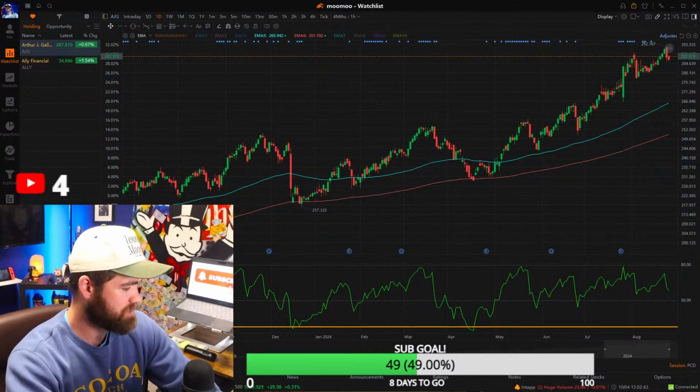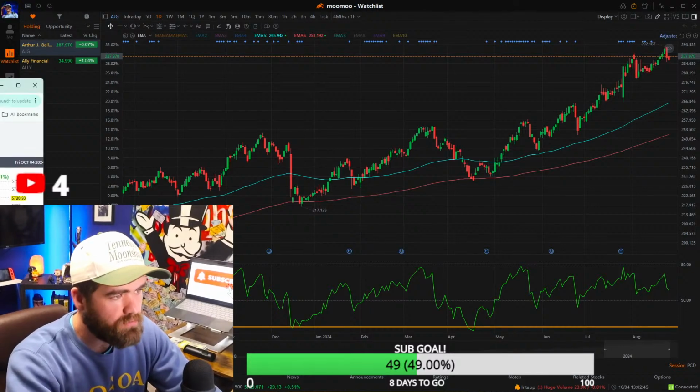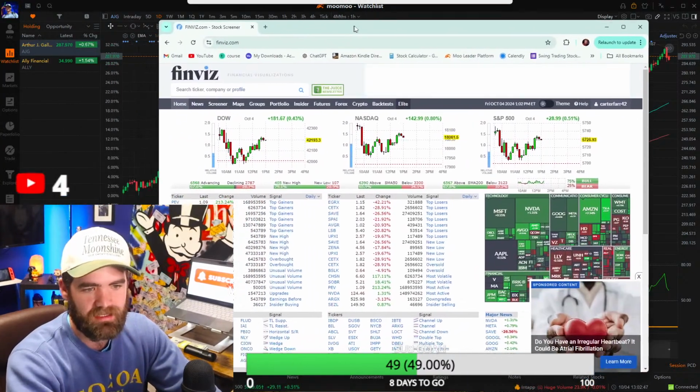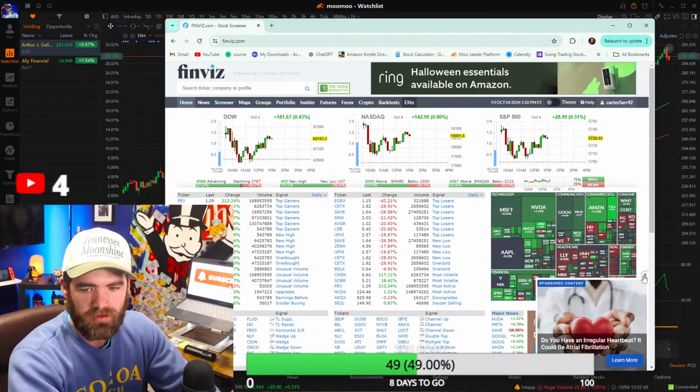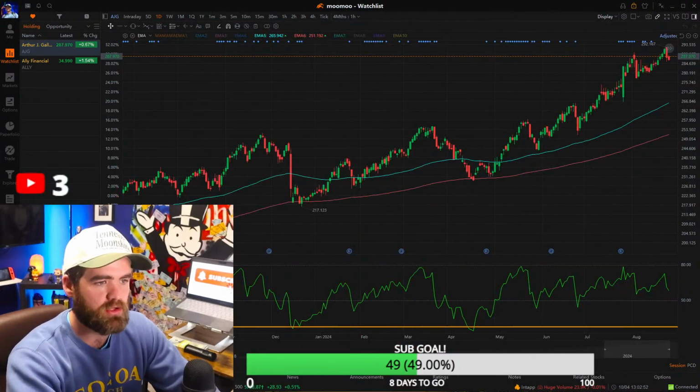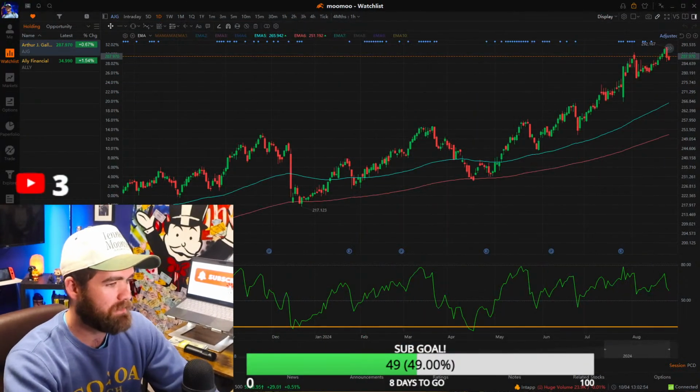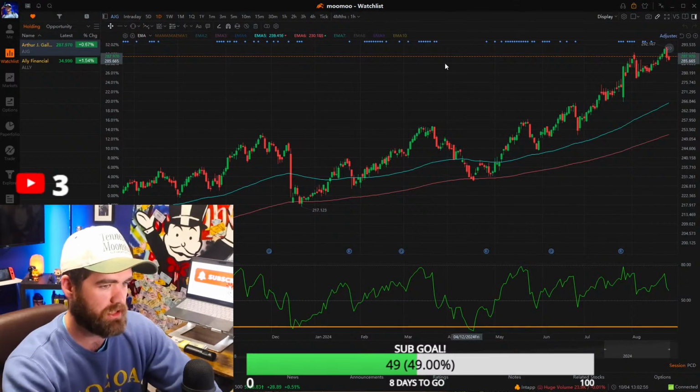Now the main question that everybody has is, Carter, how do you find them? We'll talk about how to find them in a second. But normally I'll use Finviz. I'll also use the Moo scanner. They're both really, really good.